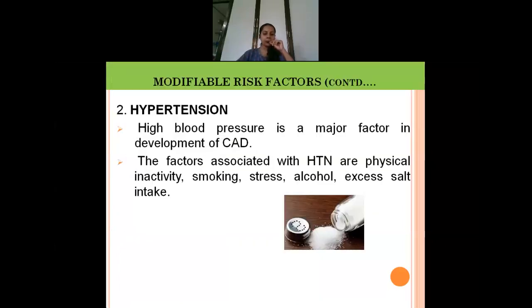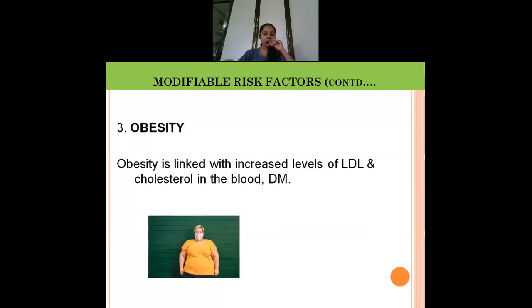Okay, next is hypertension. We know that a person with hypertension, who has increased blood pressure, has a very high risk of developing any cardiac condition. Those who have hypertension also have increased risk of coronary artery disease, because most of the time the person with hypertension may have other habits like excess salt consumption, excessive alcoholism, stress, smoking. So all these risk factors together along with hypertension can increase the incidence of coronary artery disease.